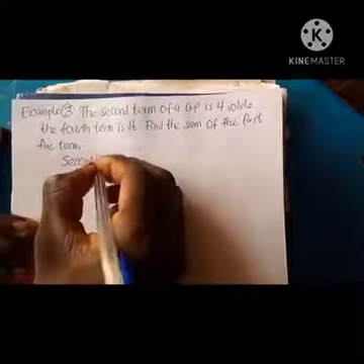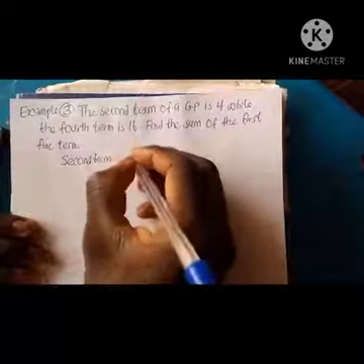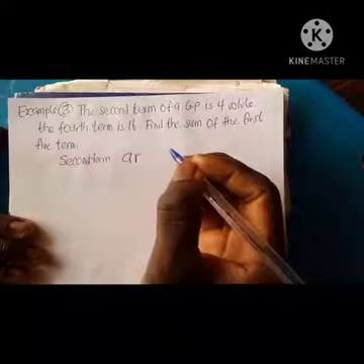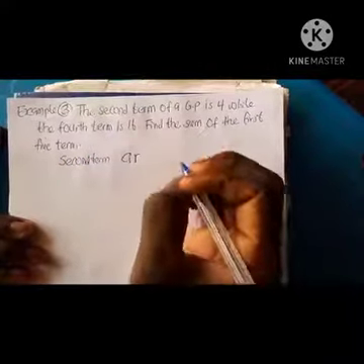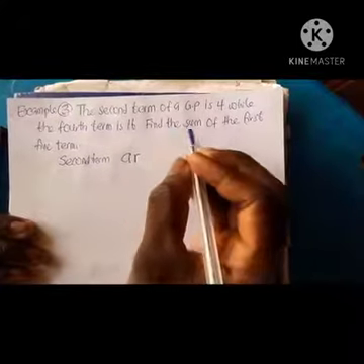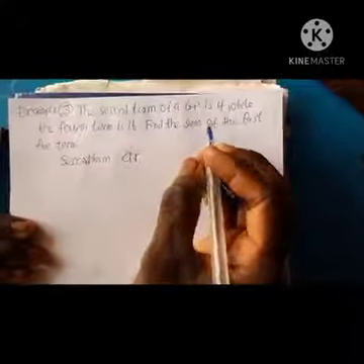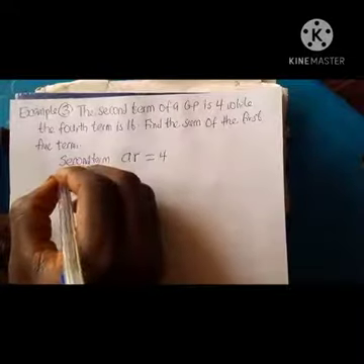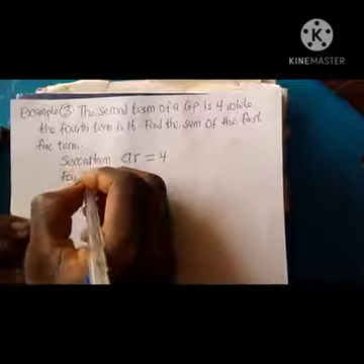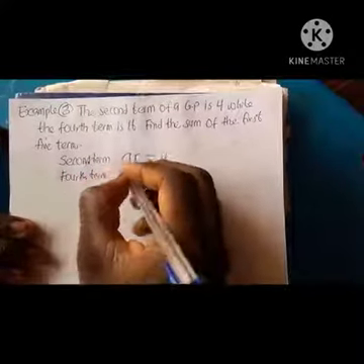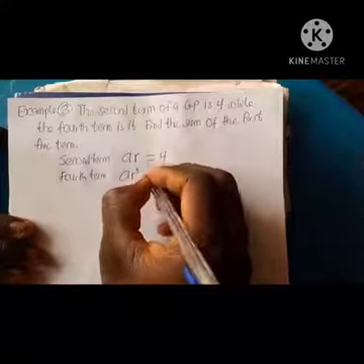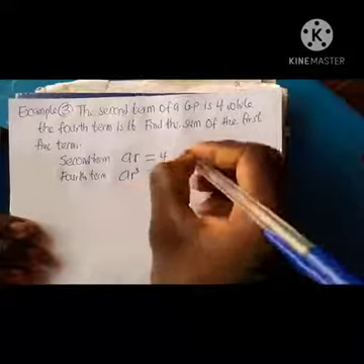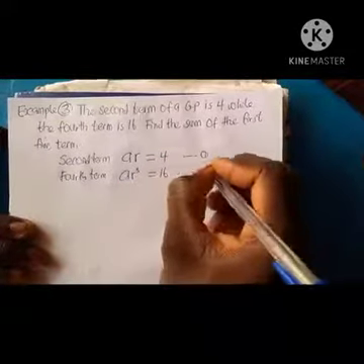Second term. And the second term here is going to be ar. You know our first term is a and the common ratio is r. So the first term times the common ratio will be your second term, and they said it is 4. So we have our fourth term, which is ar raised to the power of 3, and they said it is 16. So this is equation 1, this is equation 2.